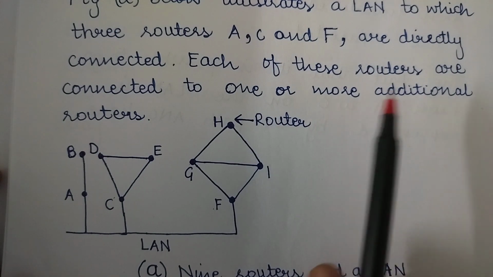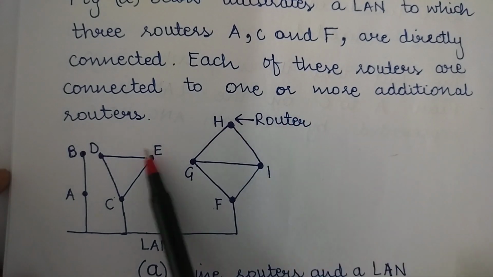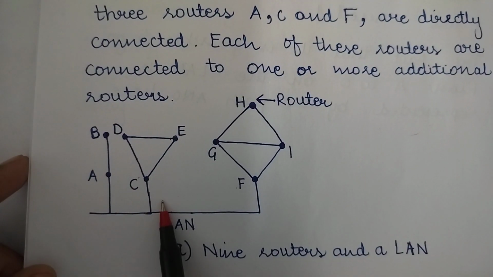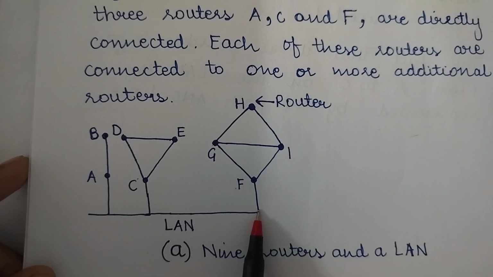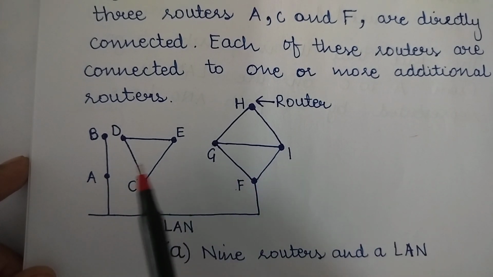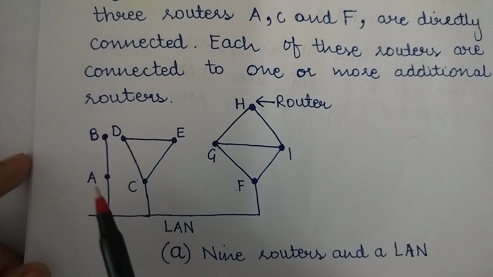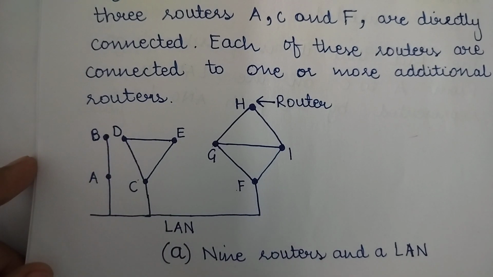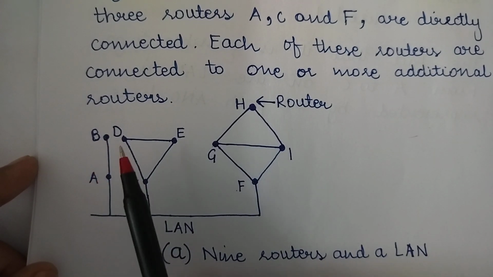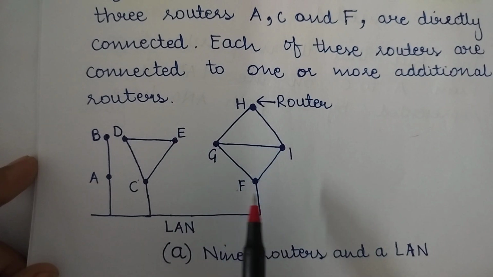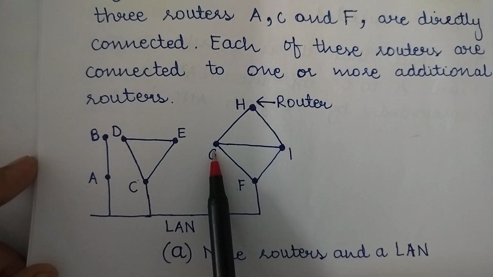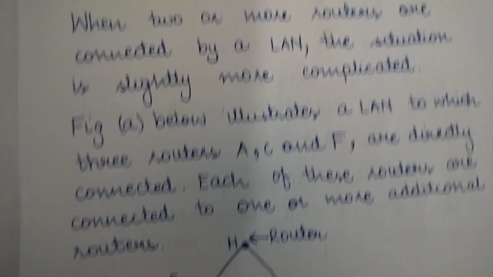Now each of these routers is connected to one or more additional routers. A, C and F, as you can see, are connected to this LAN, and then these 3 routers are again connected to some other routers. For example, router A is connected to router B, router C is connected to router D and router E. Similarly, router F is connected to router G and router I.